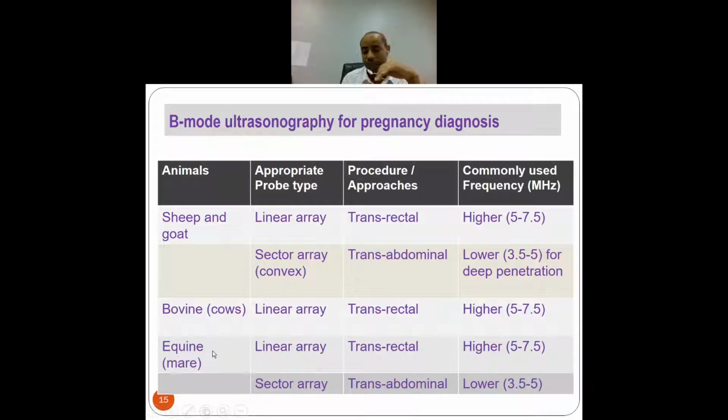For equines, especially in mares, you can have both approaches, transabdominal and transrectal. For this transrectal approach, of course, as is true for the rest of the animals mentioned above, you can go for a higher frequency range, 5 to 7.5 megahertz. And for transabdominal, obviously, you have to go for a low range of frequency from 3.5 to 5 megahertz. And you have to use a convex or sector array type of probe in this case.